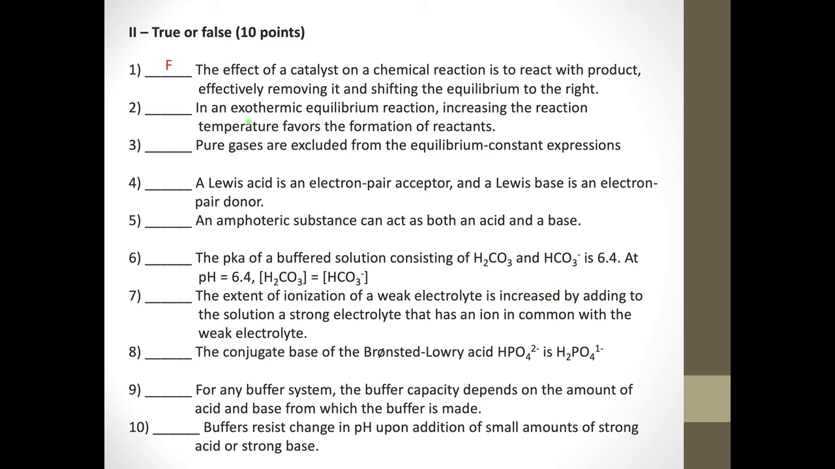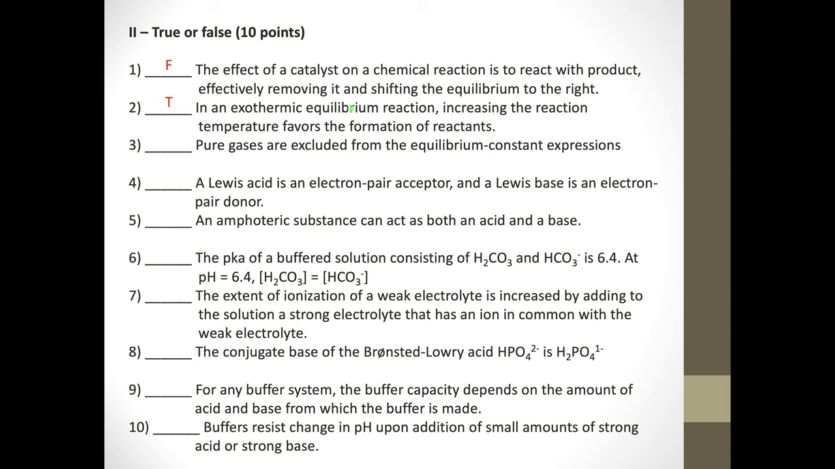Number 2, in an exothermic equilibrium reaction, increasing the reaction temperature favors the formation of the reactant. True or false? That is true. Why? Because in an exothermic reaction, we can treat the temperature as one of the species of the reactants or products of the reaction. And because it's exothermic, we can put that energy in the products. So if you increase the reaction temperature, now that becomes a reactant. It's going from right to the left, so that will increase the formation of the reactant. So that's why it's true.